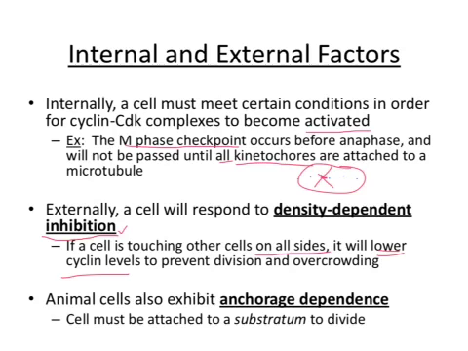Animal cells also have what's called anchorage dependence. Anchor, right? So a cell must be attached to a surface underneath it in order for it to divide. In other words, you don't get cells just floating out in random places in your body and dividing. They have to be attached to something first, and we call that a substratum. We've got a picture of this coming up too.